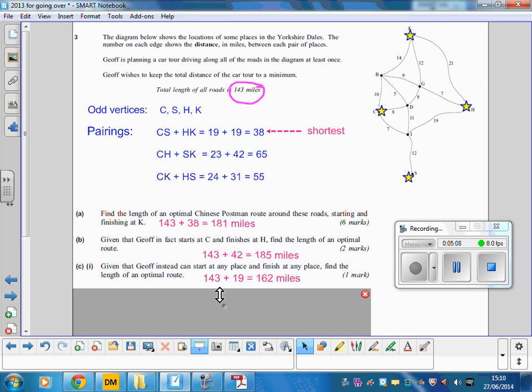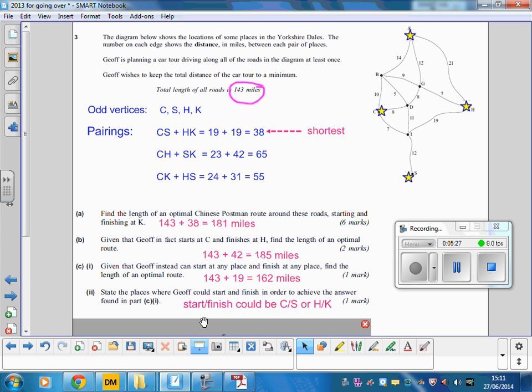And of course, whichever bit of route you repeat, it's the one next to it that you start and finish at. Now, ours turn out to be the same, which means we've got two options here. So we could start and finish at C and S, or we could start and finish at H and K. So I've just put here, start and finish could be C stroke S or H stroke K. It can't actually be a different combination, so you couldn't combine C and H or S and K. It's got to be the two pairings that we had here.